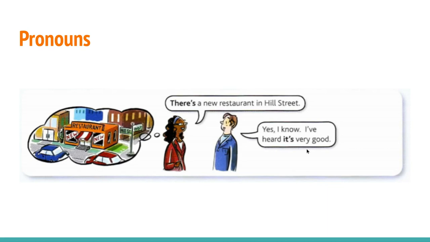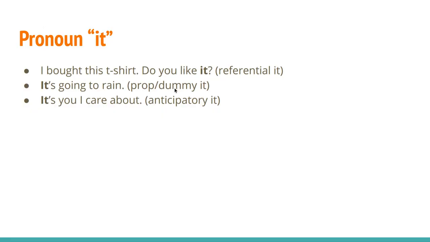Now, yes, I know. I've heard it's very good. Now, what is this it making reference to? Evidently, if we follow this dialogue, we are going to see that it's making reference to this new restaurant in Hill Street. It's very good. So it can have three different functions. Okay, the one in the example is called referential it. I bought this T-shirt for you. Do you like it? This it is making reference to the T-shirt. So we are using it in a referential way because we are making reference to what was previously mentioned.